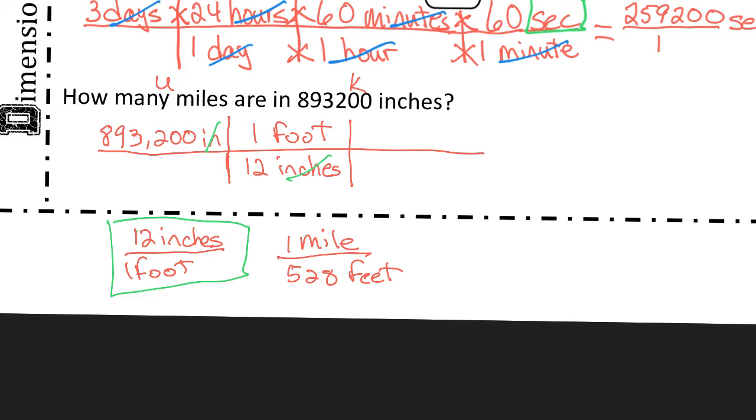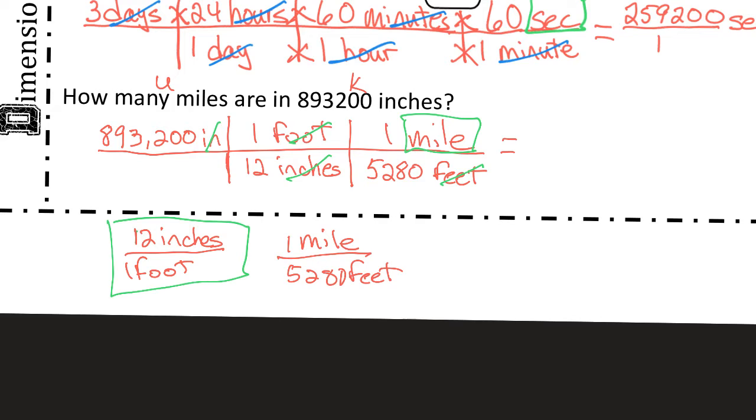I've got a foot on the top, so I'm going to need feet on the bottom of the next one. I forgot the 0 there. So there are 5,280 feet in 1 mile. Again, my units are canceling out. I'm left with miles, which is what I need for my answer, and so I'm ready for the calculator.